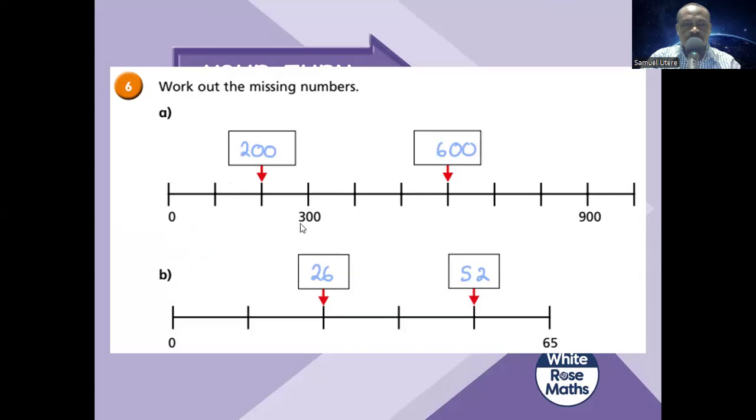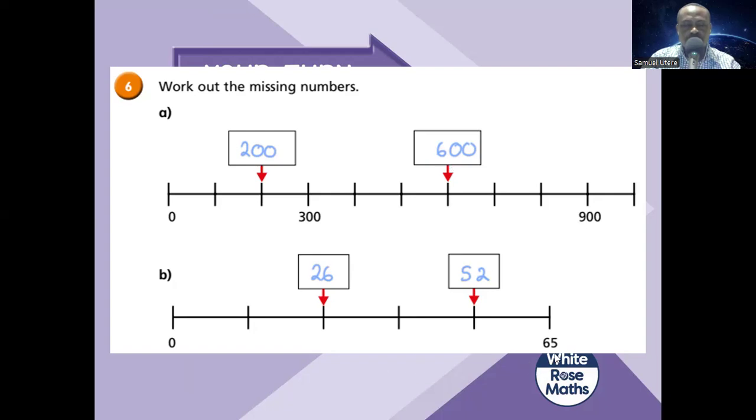So we can do 300 divided by 3, which will give us 100 as the value for each interval. But we have the second interval to fill in. So if that's 100, that should be 200, 300, 400, 500, 600.